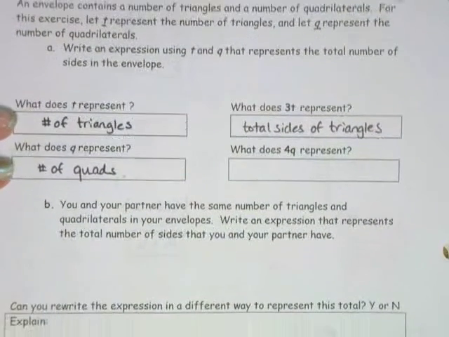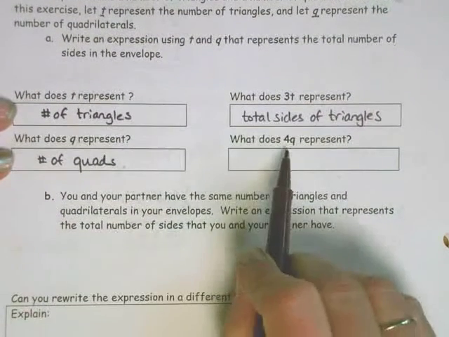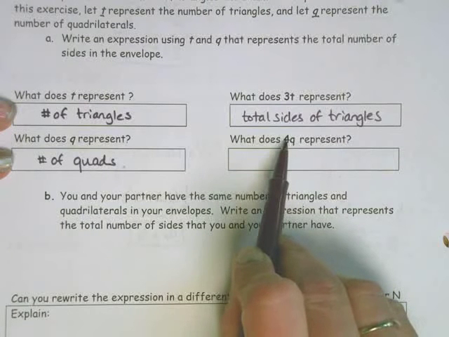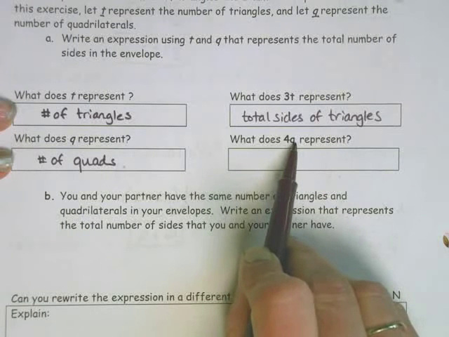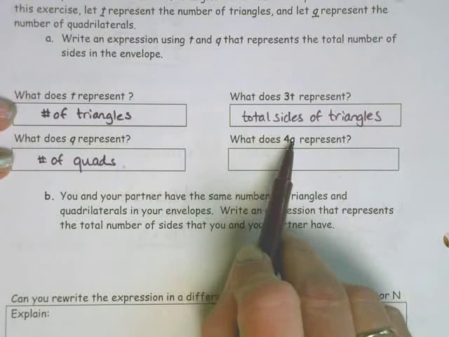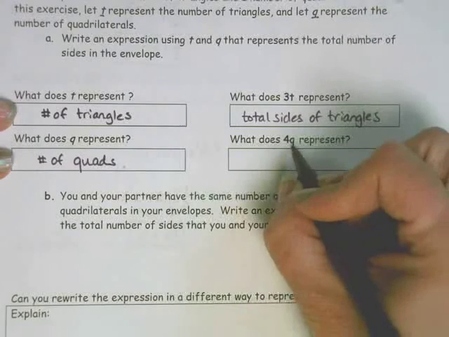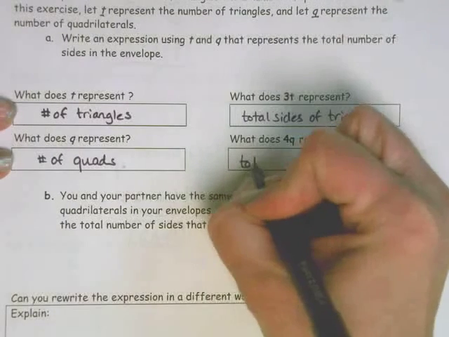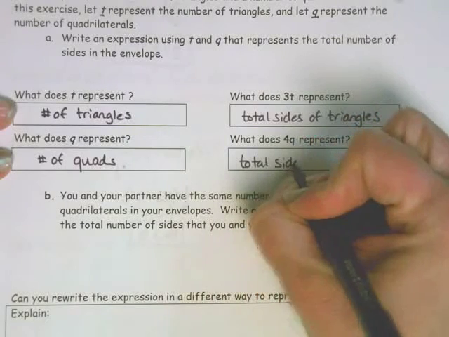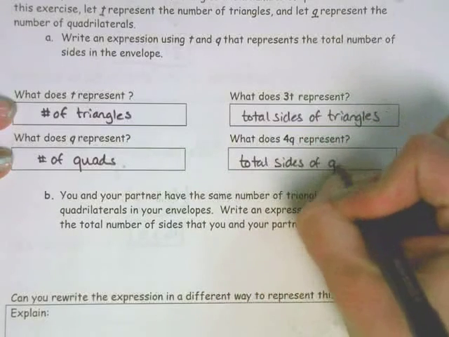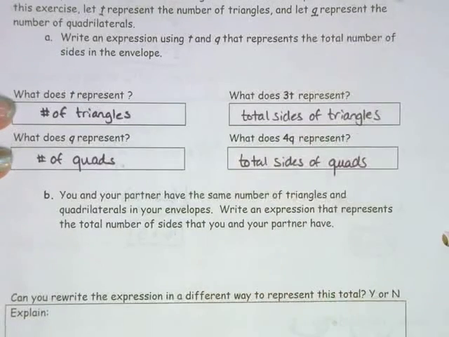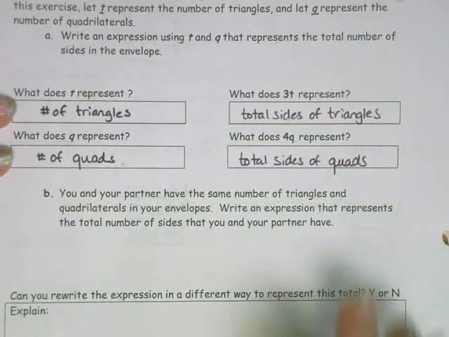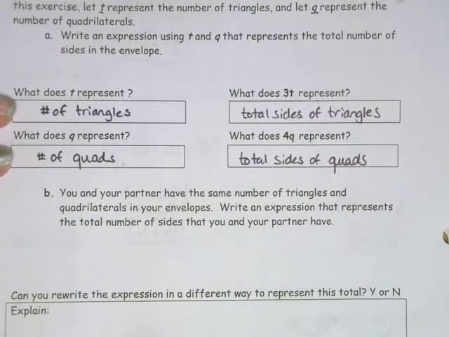And then similarly, we said that the quadrilateral has 4 sides. So for every quadrilateral, the number of sides is going to be 4 times that quadrilateral. If there's 1 quadrilateral, 4 times 1 is 4 sides. 10 quadrilaterals, 4 times 10 is 40 sides. So this is total sides of quads, of quadrilaterals. So if we were going to write an expression using all of that, what do we have?